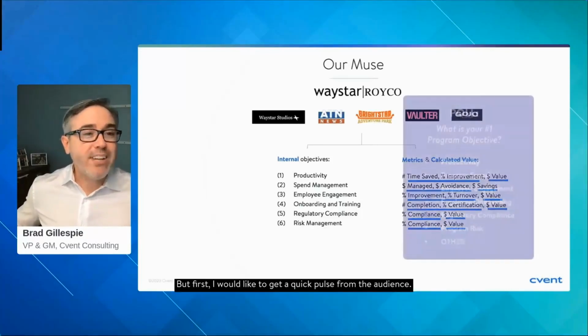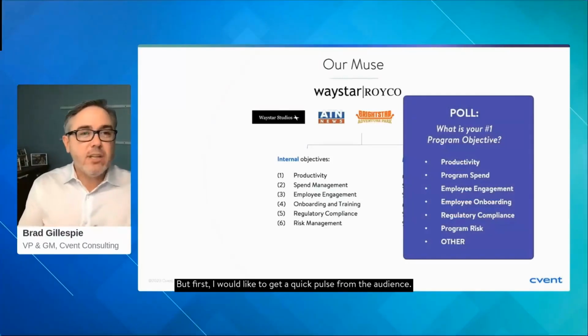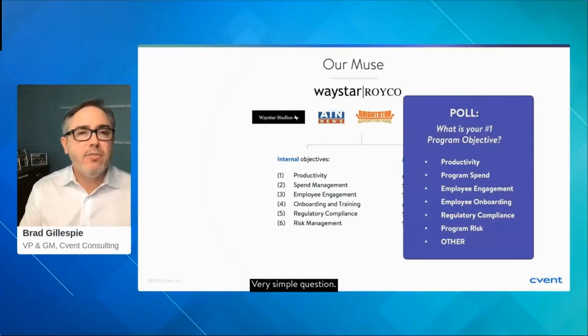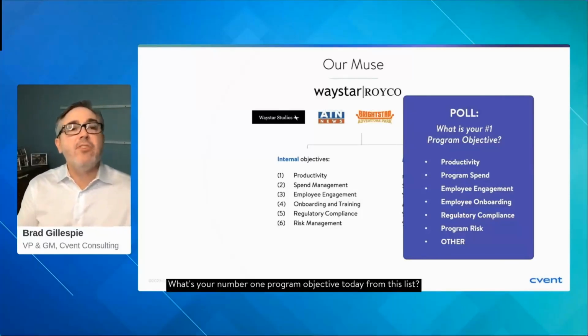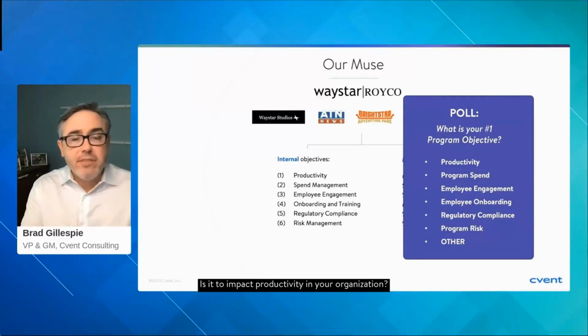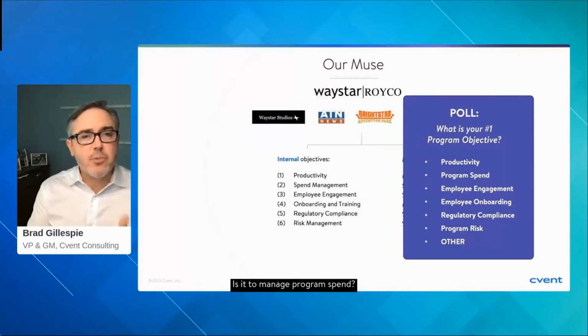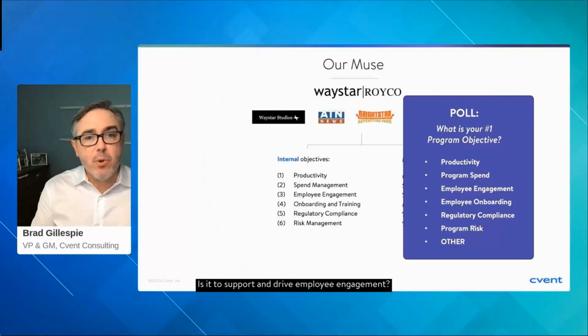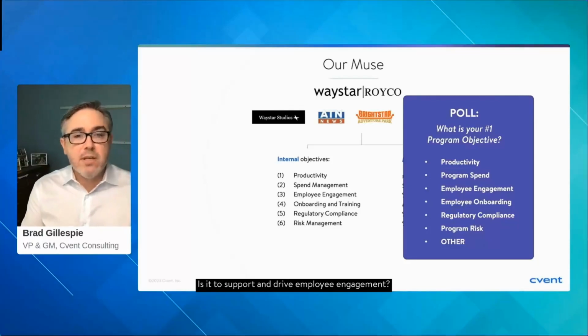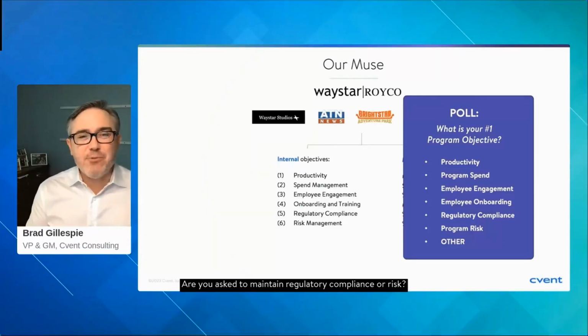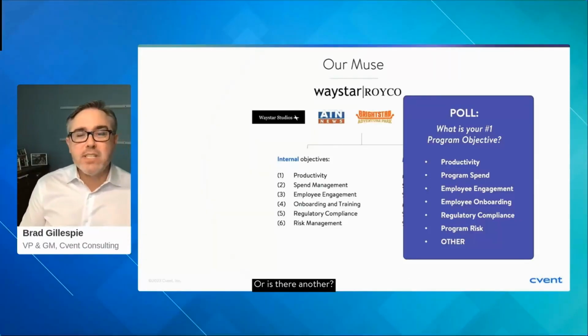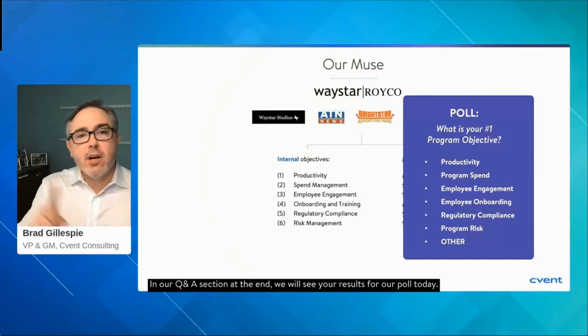But first, I would like to get a quick pulse from the audience. Very simple question. What's your number one program objective today from this list? Is it to impact productivity in your organization? Is it to manage program spend? Is it to support and drive employee engagement? Are you supporting employee onboarding? Are you asked to maintain regulatory compliance or risk, or is there another? In our Q&A section at the end, we will see your results for our poll today.